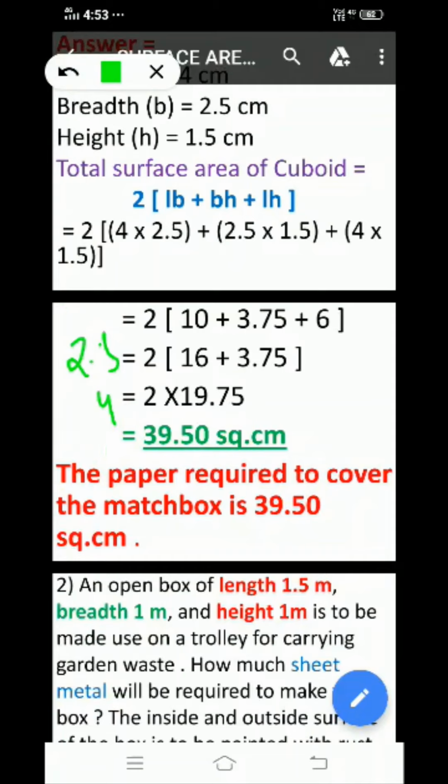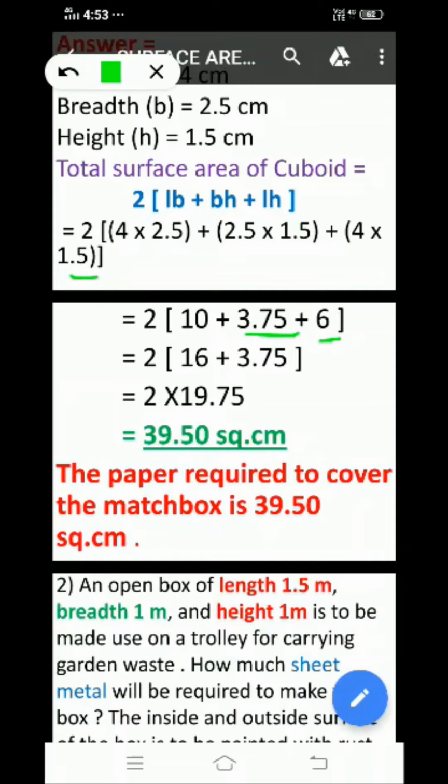Okay, now 10 plus 3.75 plus 6. 2.5 multiplied by 1.5 is 375, but here after one digit there is a decimal point, that is 5, and here also after one digit there is a decimal point, that is 5, means total 2 digits. That's why from right hand side you have to leave 2 digits and give the decimal point. Okay, it is clear to you now. Plus 4 into 1.5, again it will be 60, and again here after one digit there is a decimal point, means here it is 6.